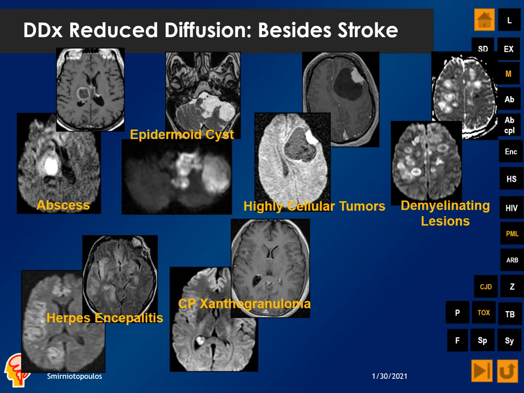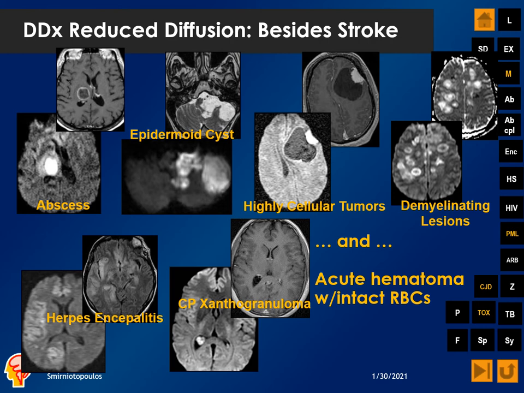The differential diagnosis for restricted diffusion, aside from having gray matter hyperintensity on the diffusion-weighted image, is abscesses, epidermoid inclusion cysts, highly cellular tumors like a meningioma shown here with an atypical intraaxial cyst. Various kinds of demyelinating lesions can have restricted diffusion. Choroid plexus xanthogranulomas can have restricted diffusion. And viruses replicating in the gray matter, like in this case of herpes encephalitis, can also have restricted diffusion.